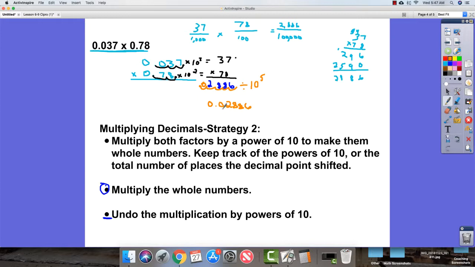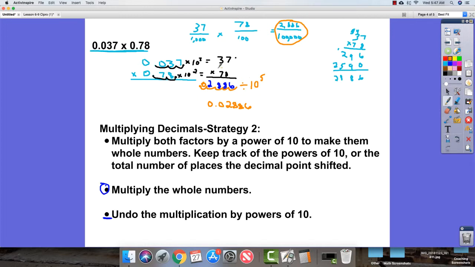And believe it or not, I can say this number. Here's my tenths, here's my hundredths, here's my thousandths, here's my 10,000ths, here's my 100,000ths. So my answer is 0 and 2,886 100,000ths, which is exactly what I got here. So it totally makes sense.